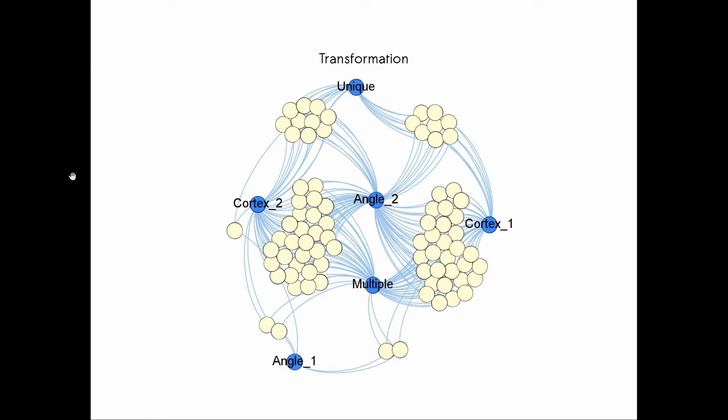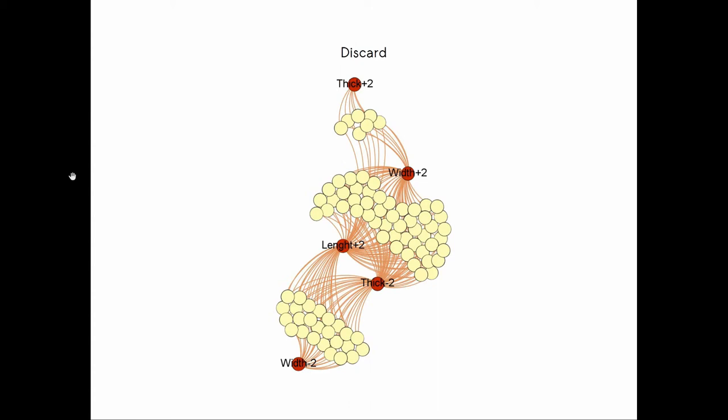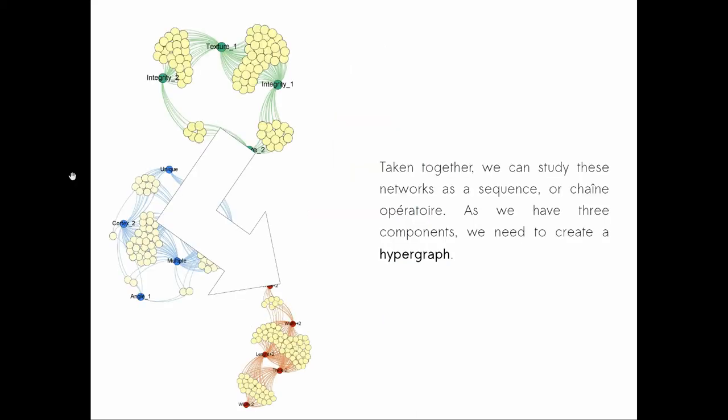Transformation, we had unique impact and multiple impact, presence or absence of cortex, and the angulation, the smallest angulation. And third, discard, we have more size variables: thickness, length, and width. So, again, we have the question of how we could transform that into a new network.